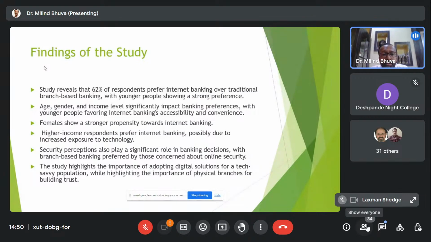Security perceptions also play a significant role in banking decisions, because there also the null hypothesis was rejected. The study highlights the importance of adopting digital solutions for a techno-savvy population. Nowadays, we are basically facing the iGen population, so they are more techno-savvy. So it is really important to have physical branches for building trust simultaneously. It means we cannot just give up the traditional banking system.